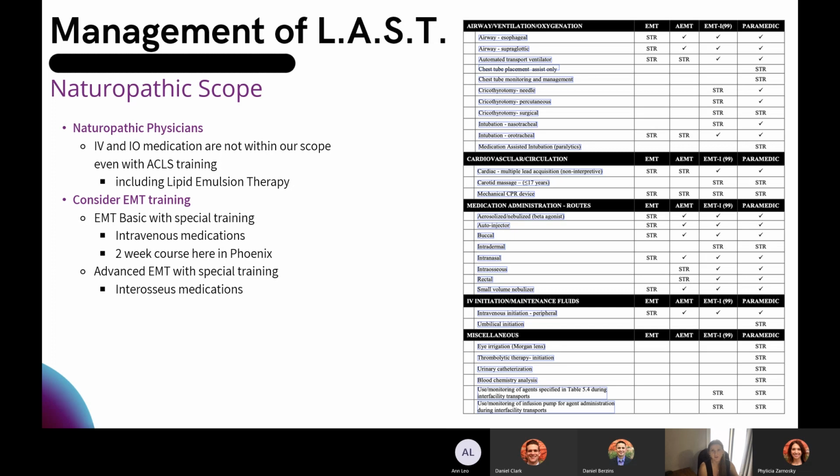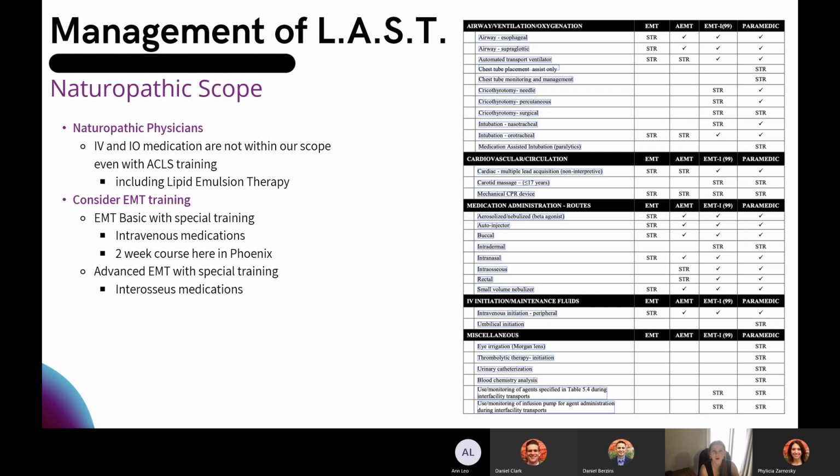And something that I was looking at is, well, if I can't provide it with the training I currently have, what can we do in order to get that training? And so I was looking at EMT trainings, and this right here on the right is a chart that lists out what level of training you need in order to provide these different services to your patients.